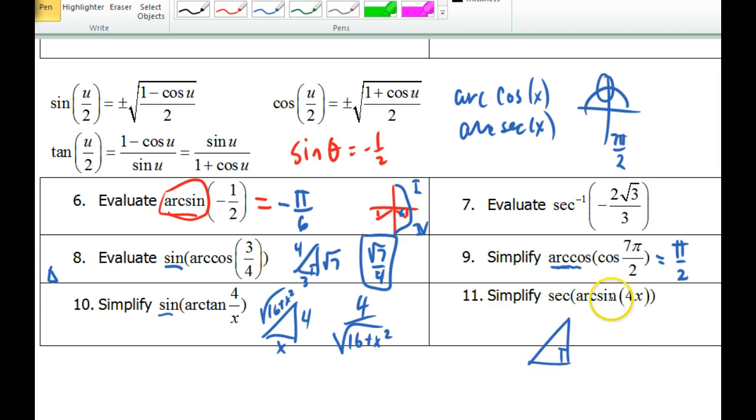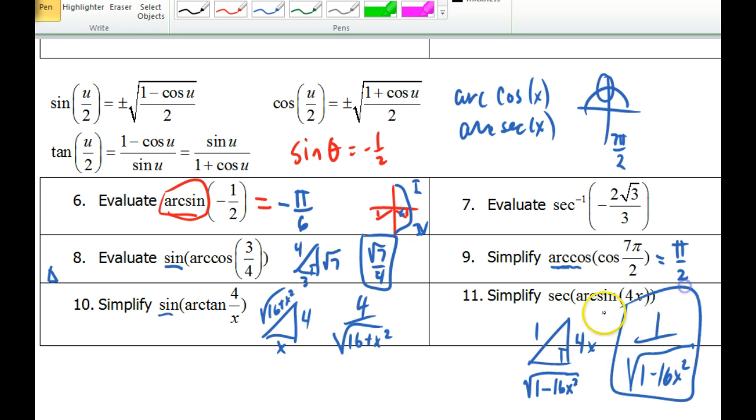Okay, this has the trig function outside, so this means draw the triangle. And so when I build this arc sine of 4x, that means that this is 4x and this is a 1. Opposite over hypotenuse. Secant is going to deal with the adjacent, so it's going to be the square root of 1 minus 16x squared. Yeah, you square the 4 and the x. And so when I do this, cosine is adjacent over hypotenuse, so secant is hypotenuse over that, so it's going to be 1 over the square root of 1 minus 16x squared. You could rationalize that, but I'm okay with this.